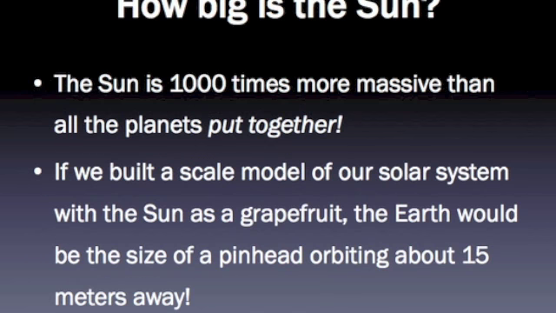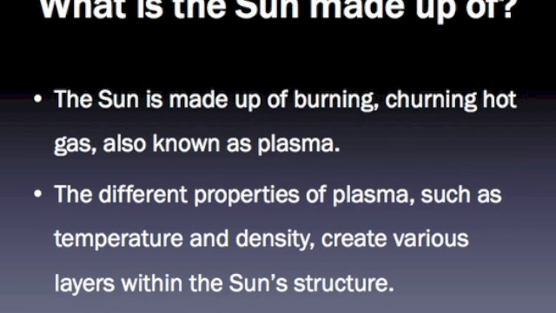So how big is the sun? Let's imagine we take all of the planets in our solar system and combine them together. If we were to compare, the sun is still 1,000 times larger than that mass. That puts into perspective how much mass the sun actually has. If we were to build a scale model of our solar system, we could represent the sun with a grapefruit. In comparison, the Earth would be about the size of a pinhead, rotating about 15 meters away.